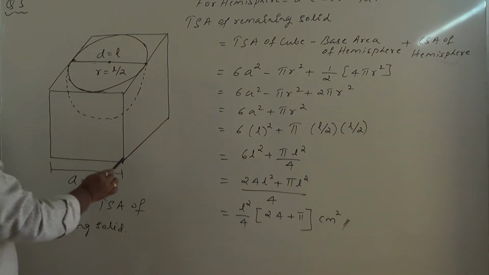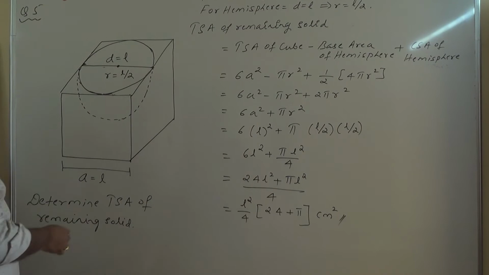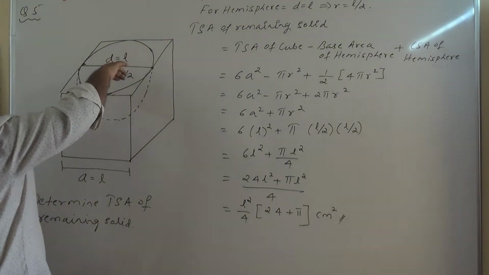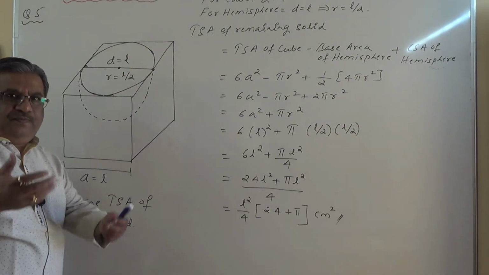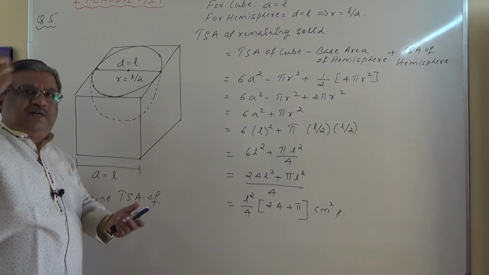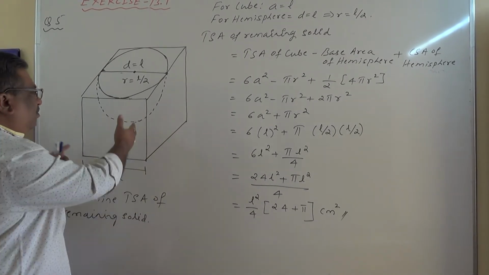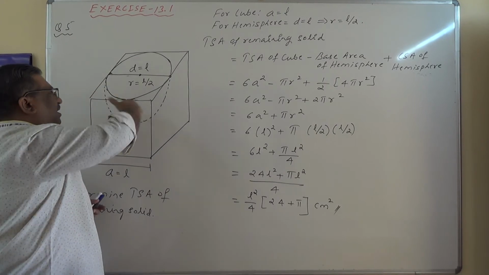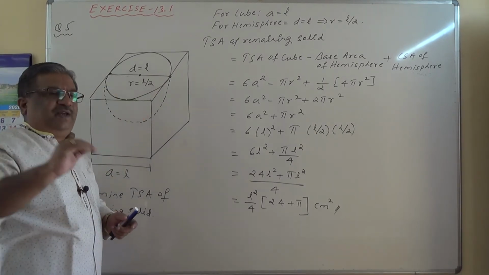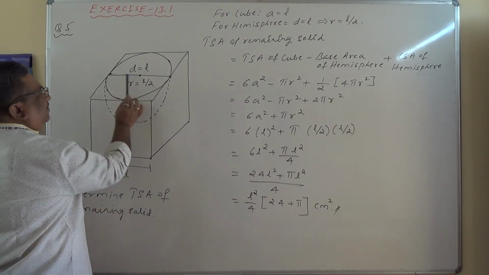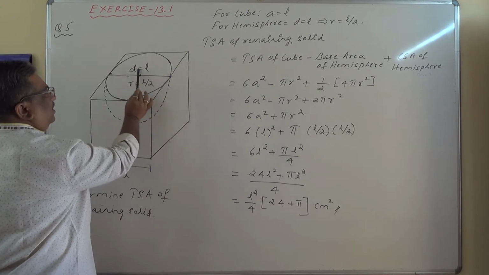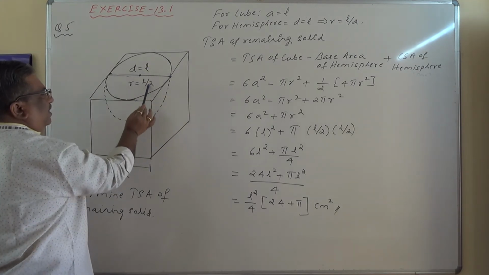Here, this is a cube into which a hemispherical depression is cut out. You understand? Hemispherical depression is cut out. That means this is a wooden block and it is cut inside in the form of a hemispherical shape, and the diameter of the hemispherical shape is d equals L. So R equals L by 2.